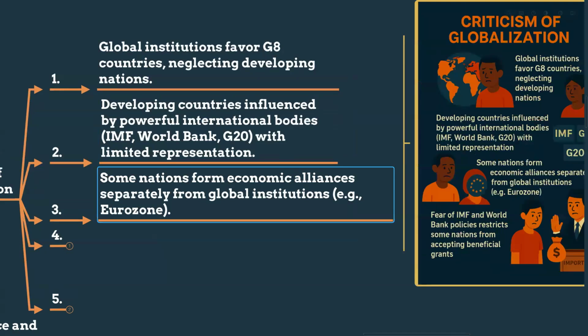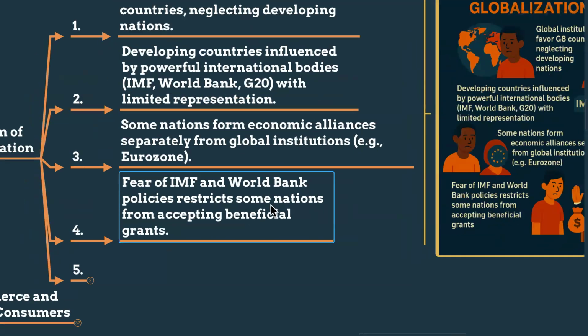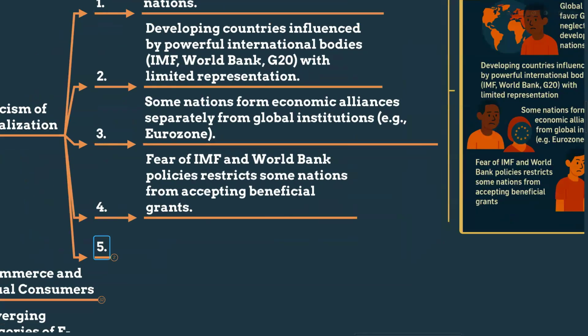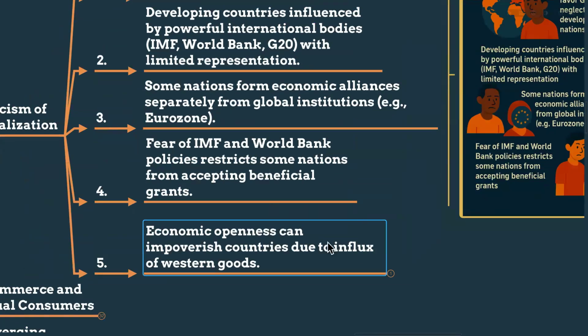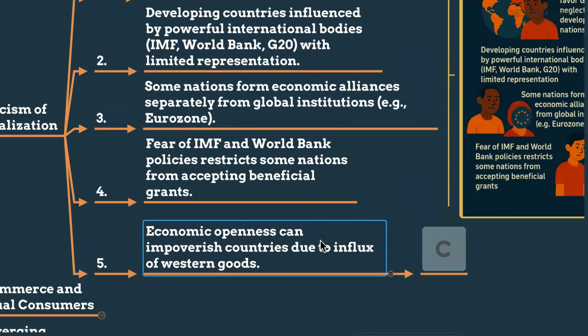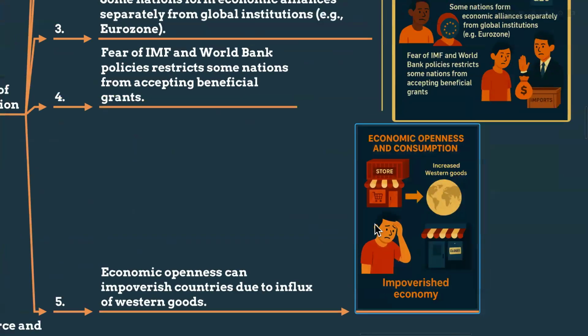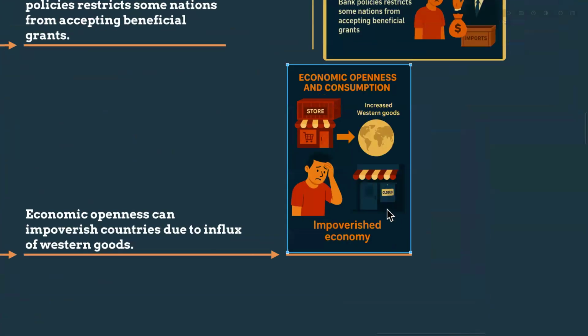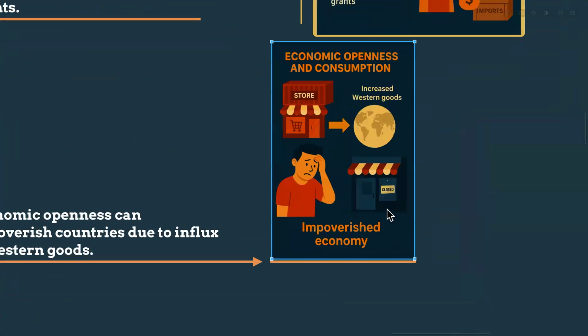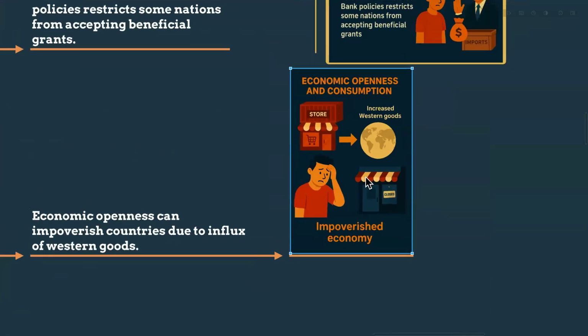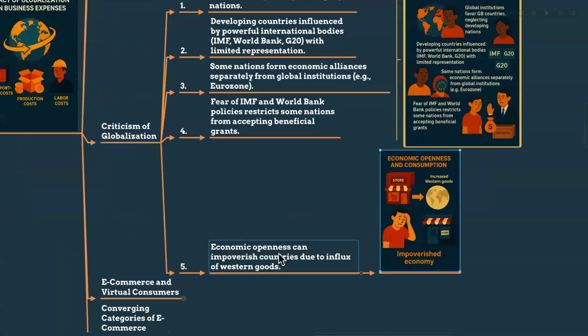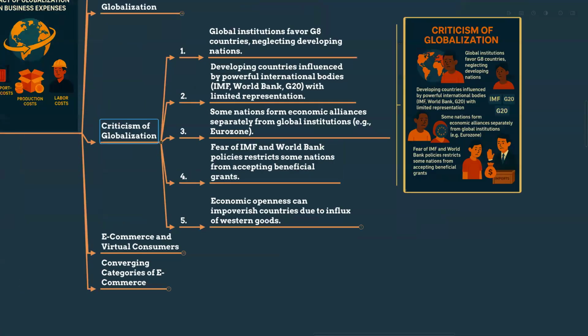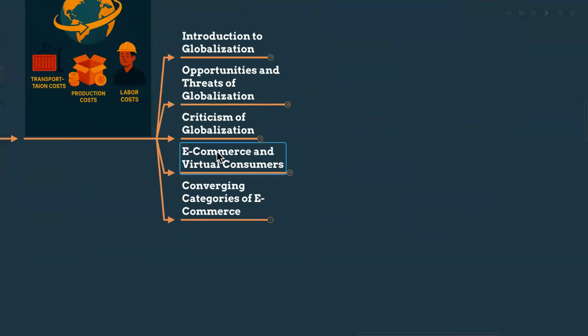Some nations form economic alliances separately from global institutions, right? And fear of IMF and World Bank policies restricts some nations from accepting some beneficial grants, right? Economic openness can impoverish countries due to the influx of Western goods. Cultural values might be lost. Traditional industries may die because of globalization. So these are the criticisms still available.